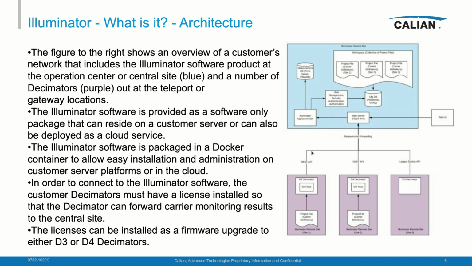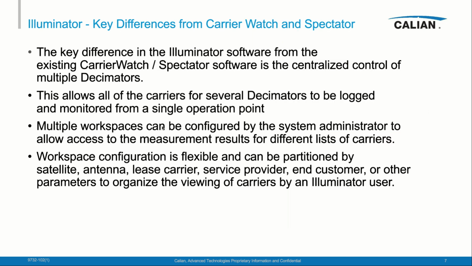And then there'll be a connection that connects the web server with the remote Decimators. On the D4s, shown here in the two left purple boxes, the carrier monitoring is running on the Decimator, whereas on the D3 the carrier monitoring is running inside the Illuminator, making calls back and forth. The key difference in the Illuminator software from the existing Carrier Watch and Spectator software is the centralized control of the multiple Decimators.